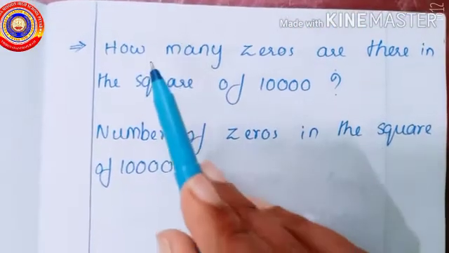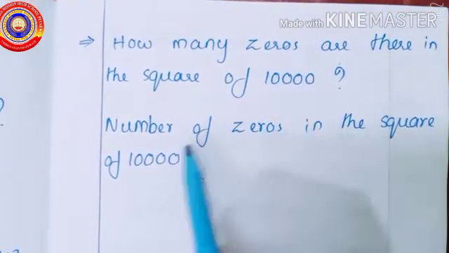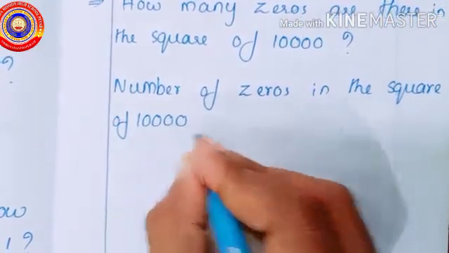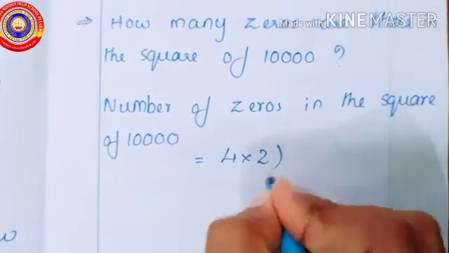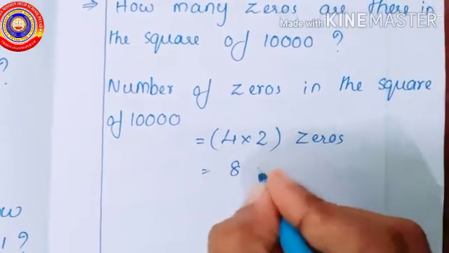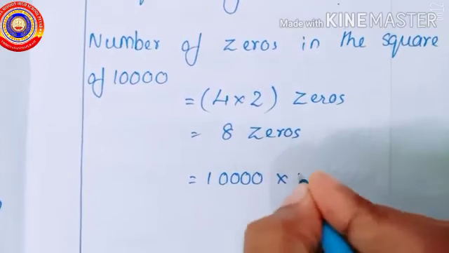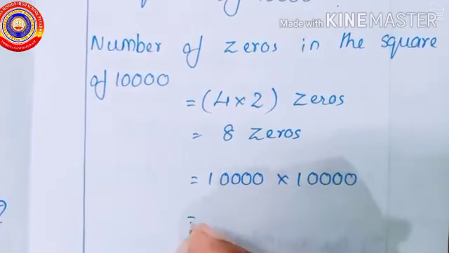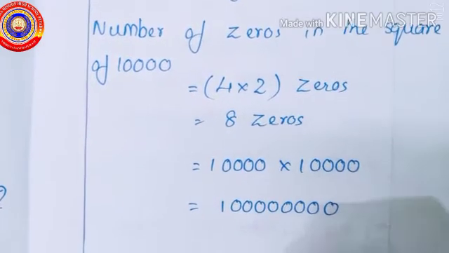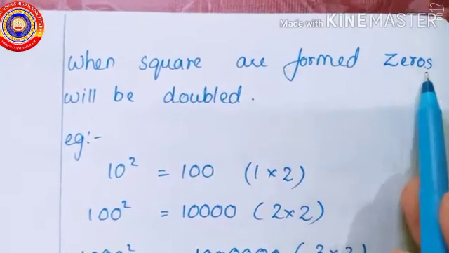Next question. How many zeros are there in the square of 10,000? The number of zeros in the square of 10,000 is equal to 4 into 2. Here there are 4 zeros, that is 4 into 2 zeros, which is equal to 8 zeros. That is, 10,000 into 10,000 is equal to 10 crores. This means that when squares are formed, zeros will be doubled.